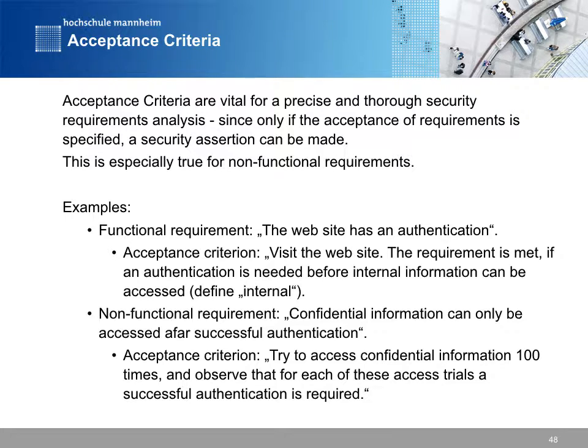Non-functional requirement, confidential information can only be accessed after successful authentication. Acceptance criterion, try to access confidential information 100 times and observe that for each of these access trials, a successful authentication is required. There's something you should observe now. How often will I execute the acceptance criterion testing procedure for the first example, for the functional requirement? How often will I execute this?